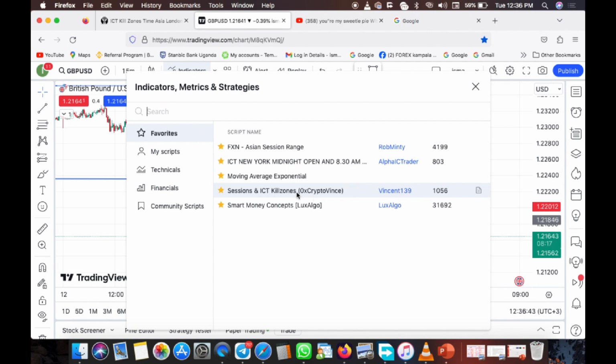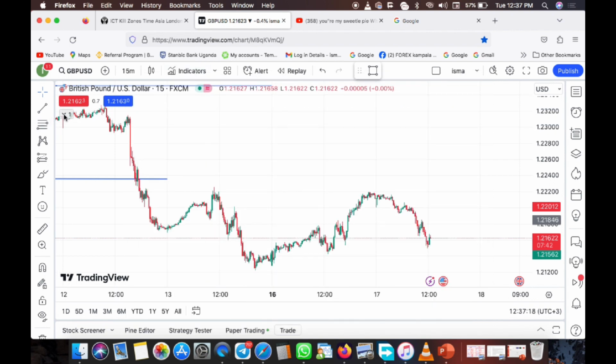Now, this indicator is going to help us spot the kill zones that we have. I'm going to give you the timing in GMT plus 3 or Ugandan time, and I'll also give you the New York time. Usually it's standard to the EST or the New York standard time. So let me put mine, just put it there.